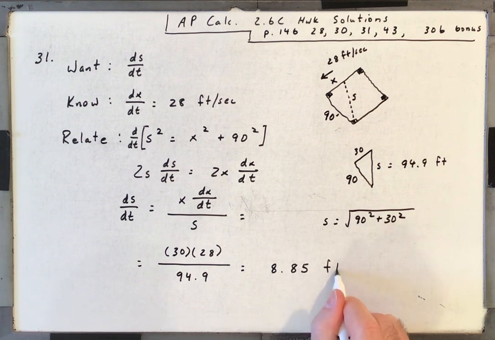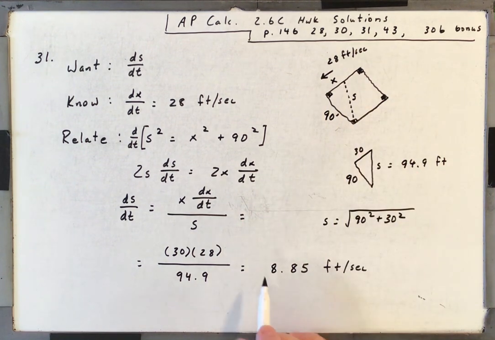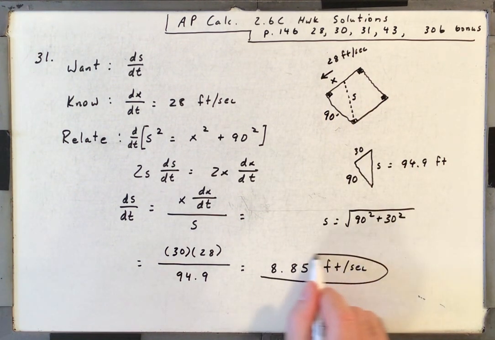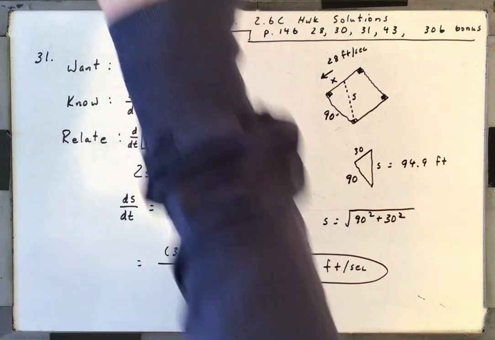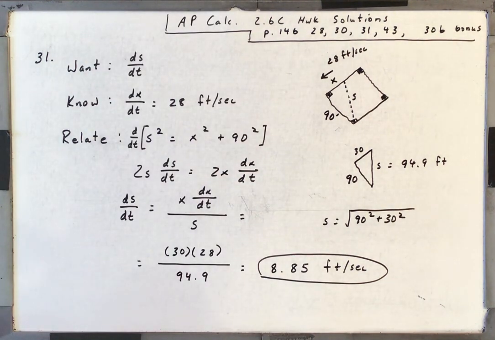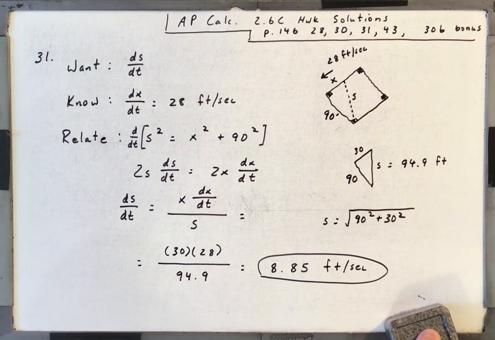If you got negative 8.85 because that distance is getting shorter, that is totally fine. I would count that correct. That would be more correct from a physics standpoint. But I'm also fine. Again, I'm only really worried about do you get the sign correct when there's an angle involved. Okay, so now let's get to one of those angle questions, number 43.